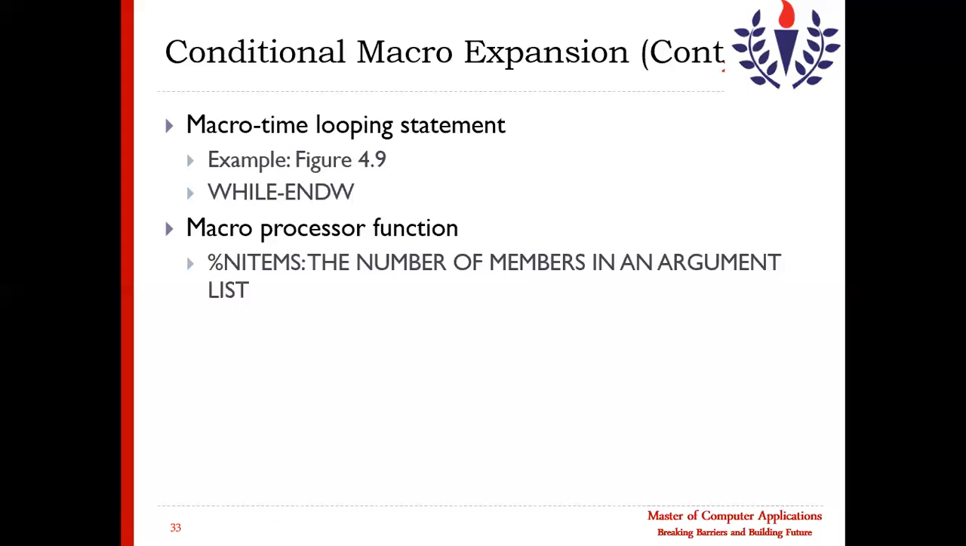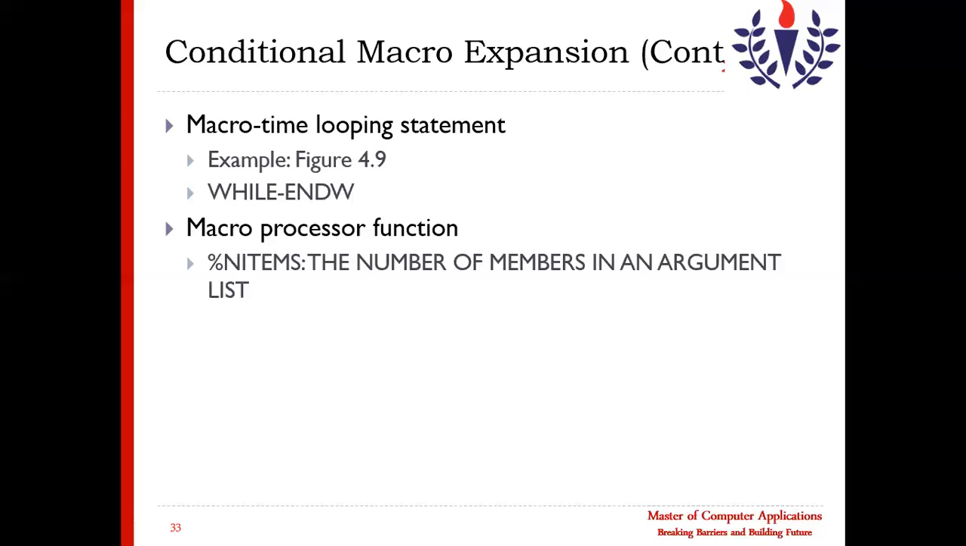Means once one while loop gets closed, then the next while loop, if any next while loop is there, that loop's condition will get evaluated. If that condition becomes true, again processing will start. If that condition becomes false, then the next statement after the second while loop gets processed.